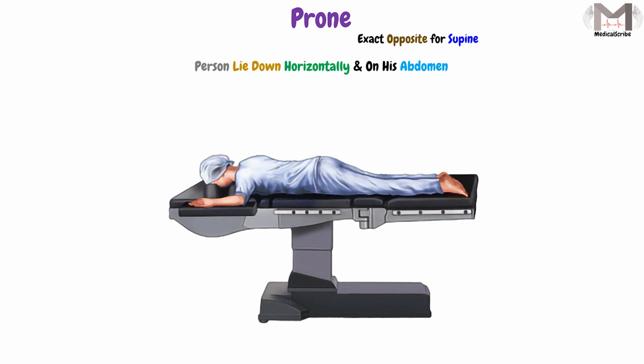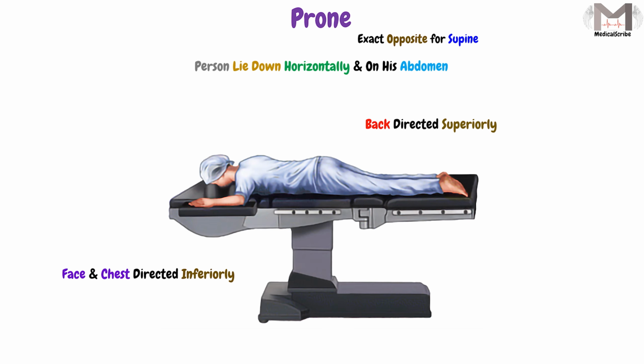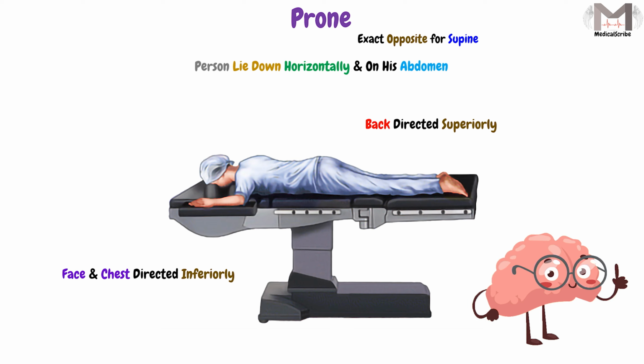While the prone position, on the other hand, is the exact opposite of the supine position. So in the prone position, the person will lie down horizontally, but this time he will lie down on his abdomen, not on his back, in which his face and his chest will be directed inferiorly, while his back will be directed superiorly. And this position is also used in many places, which we will learn about later. So what I want you to keep in your mind is that the prone position means the patient lying down on his abdomen. So that was almost everything about the supine and the prone positions.